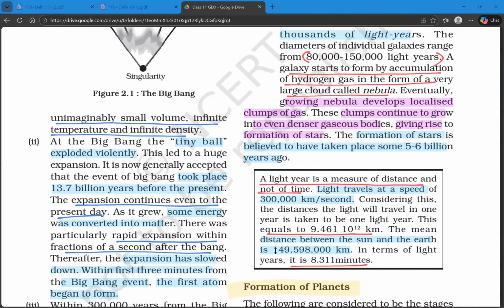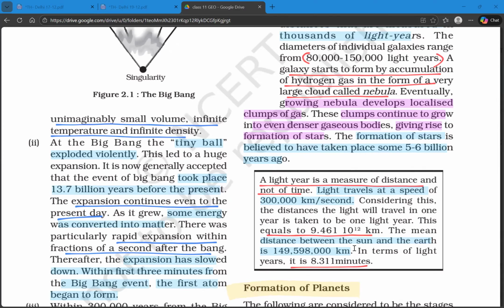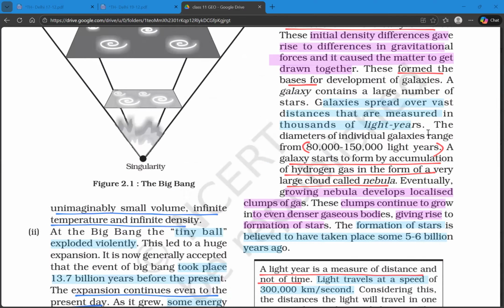And the mean distance between the sun and the earth is roughly 149,598,000 kilometers. But in terms of light, it is 8.311 minutes. So what is the light travel time between sun and earth? It is 8.311 minutes. Next, the diameters of individual galaxies range from 80,000 to 150,000 light years.